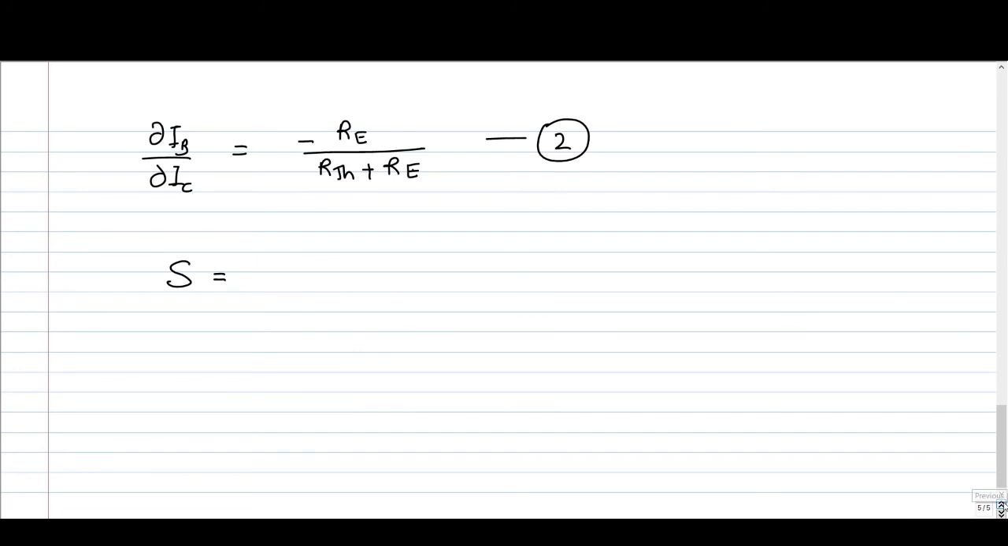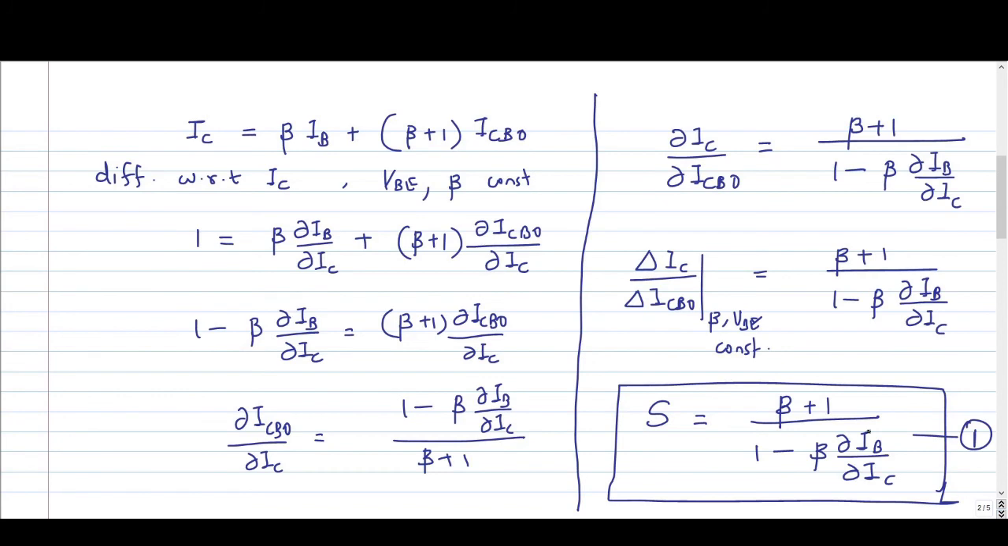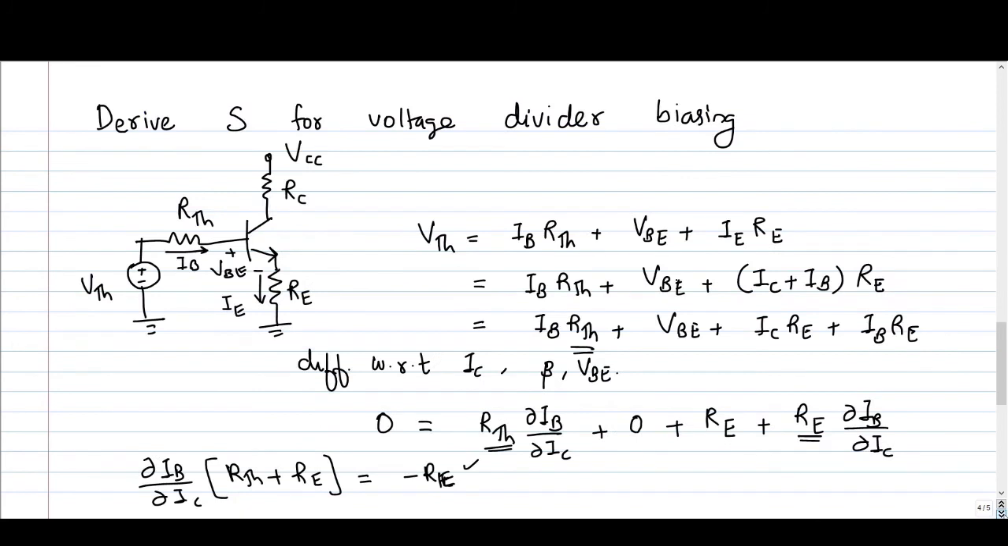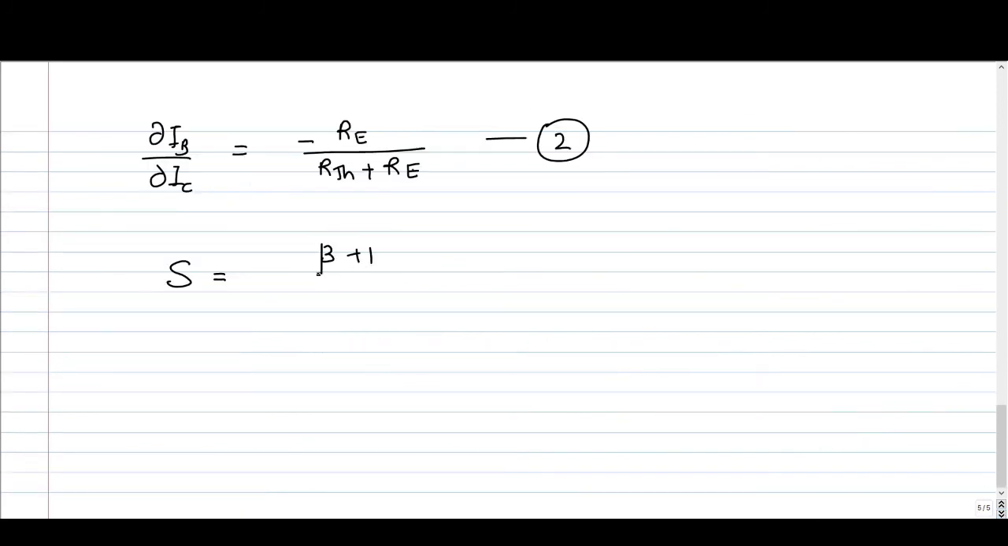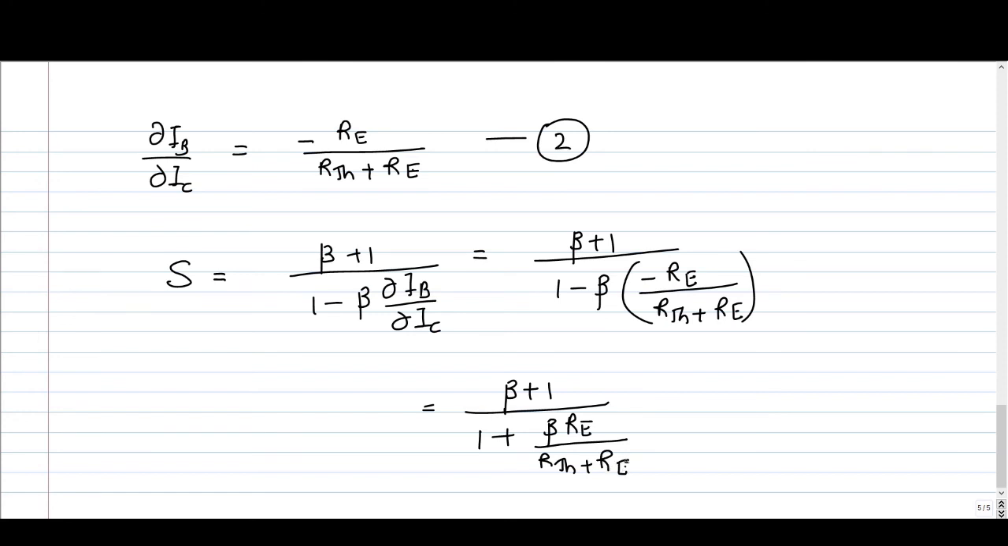So now we can substitute this in our general expression for stability factor, that is equation number 1. What is that? Beta plus 1 divided by 1 minus beta into dou IB by dou IC. Here dou IB by dou IC can be replaced by this term, minus RE by RTH plus RE. So this becomes beta plus 1 divided by 1 plus beta RE divided by RTH plus RE.